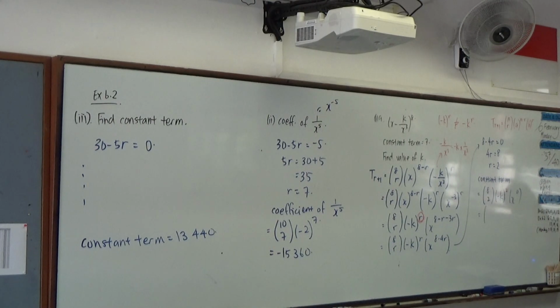So 8 choose 2 is 28. Negative k bracket square will actually be k square. Negative square becomes positive. So 28 k square equals 7 as given in the question. So k square equals 7 over 28, that is 1 over 4. k equals half or negative half. Remember, when we take square root, we need to have both positive and negative. But the question says k is more than 0, so you reject negative half.